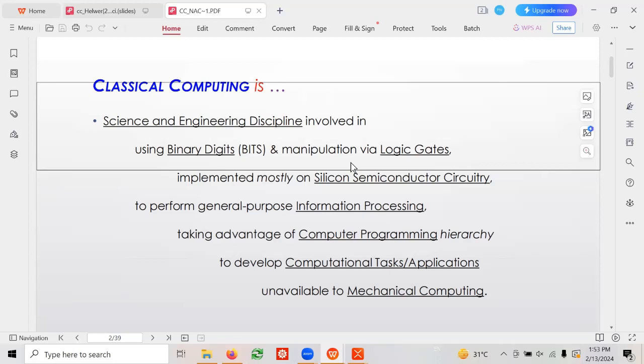And so what happens is you take advantage of this computer programming hierarchy. What I mean by hierarchy is that the most basic level of computer programming is literally manipulating the 0 and 1. Sometimes you have a friend in computer engineering who talks about assembly language. That's a very low level of language where you are practically converting 0 to 1 and 1 to 0.